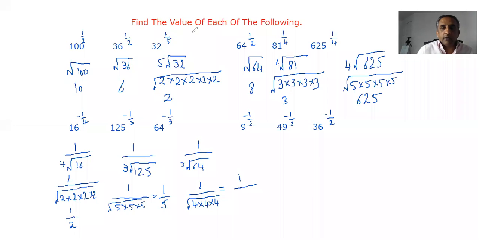Okay, now the next one, which is 9 power minus 1 over 2. It means we can write it down as 1 over the square root of 9 in order to make it positive. So it will be 1 over 3. Simple. I'm sure you can work out the rest of these two, and I'm leaving these for you to try.